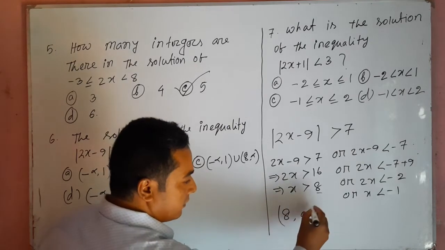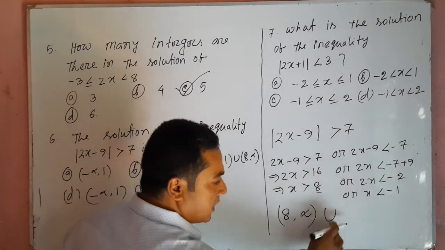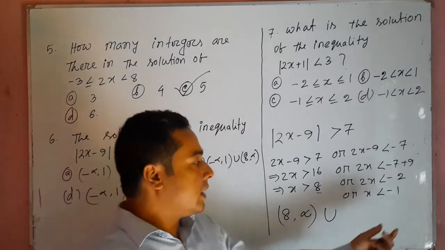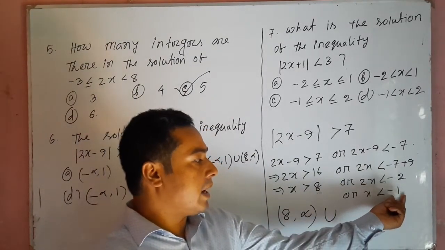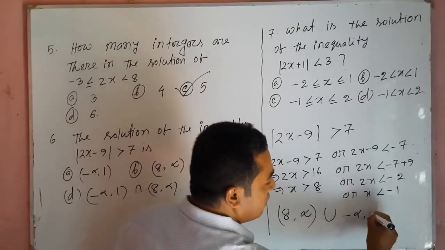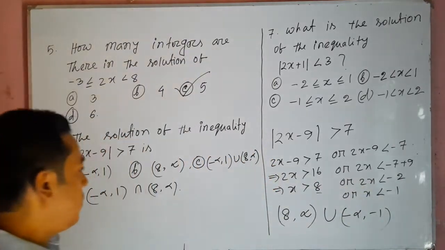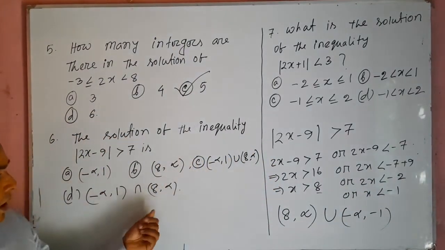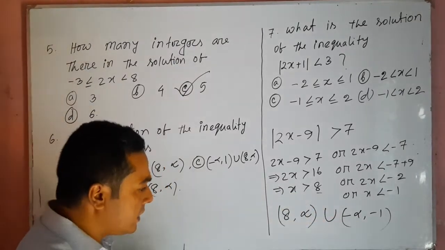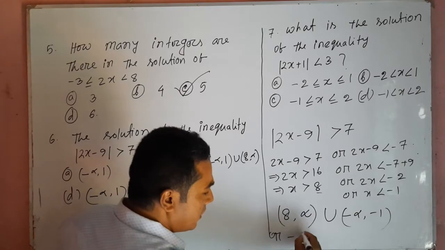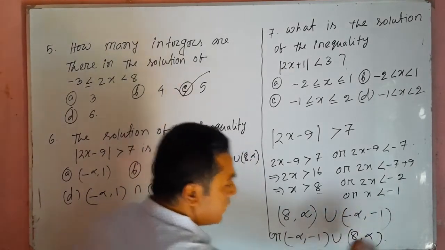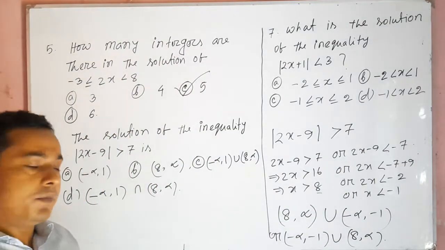This is an open interval. And union, or means union. X is less than minus 1, that means the greater number is minus 1 and the lesser number is minus infinity. So minus infinity to minus 1. Okay, now which answer option is right? This is maybe interesting. We can write it in this way also. It will also be right, no problem. A union B and B union A both are right.